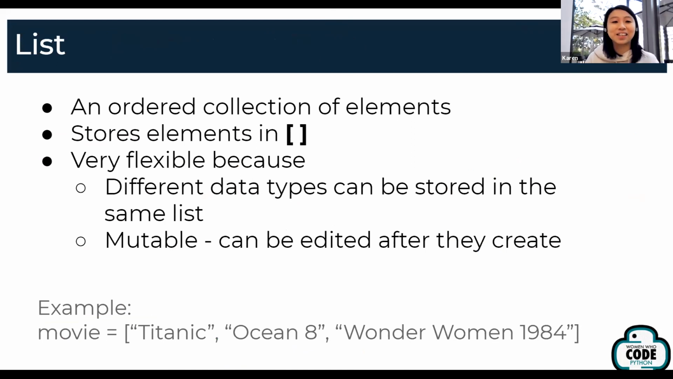Mutable means, let's say I have a movie list here with three movies, including Ocean's 8. Mutable means I can take out Titanic. I don't like Titanic, it can be removed from my movie list because I've seen it too many times. So you use the pop function to take it out of your list.